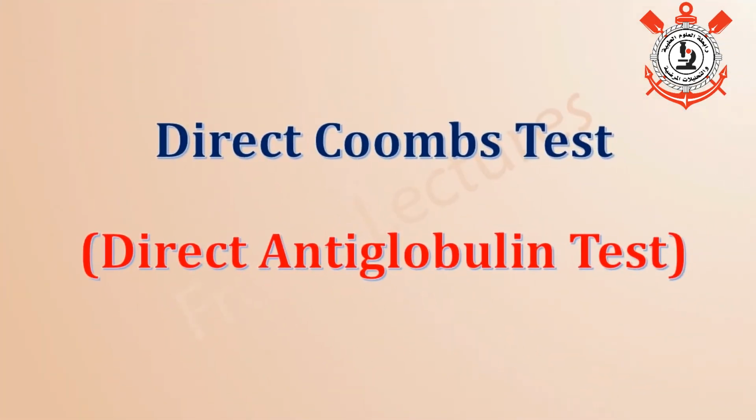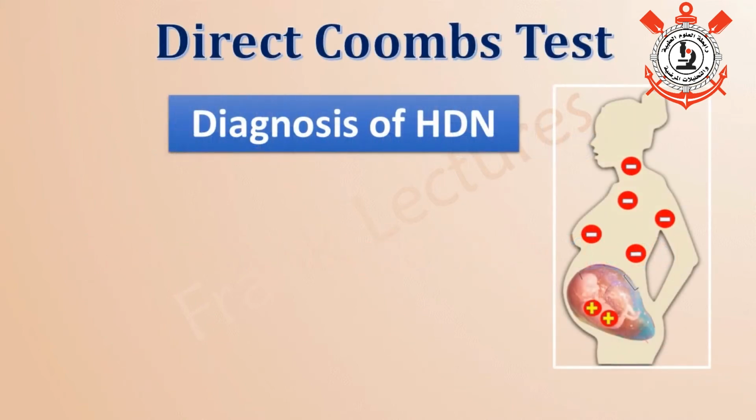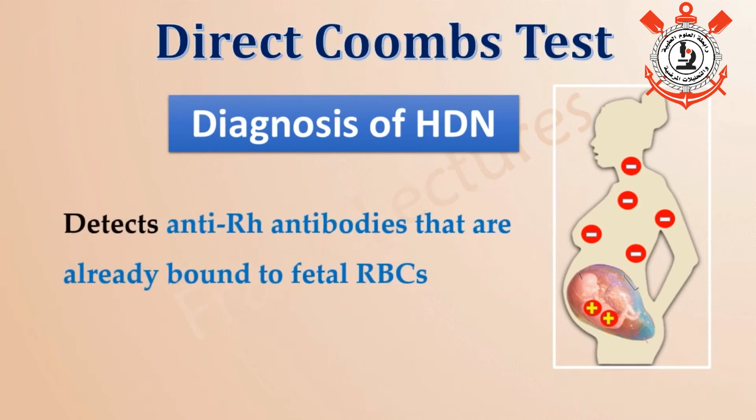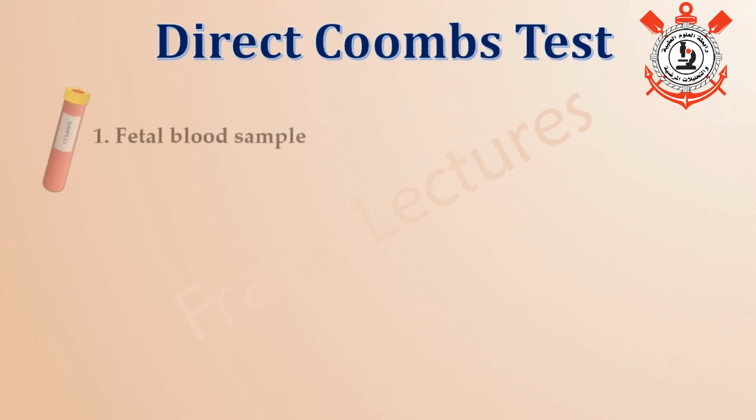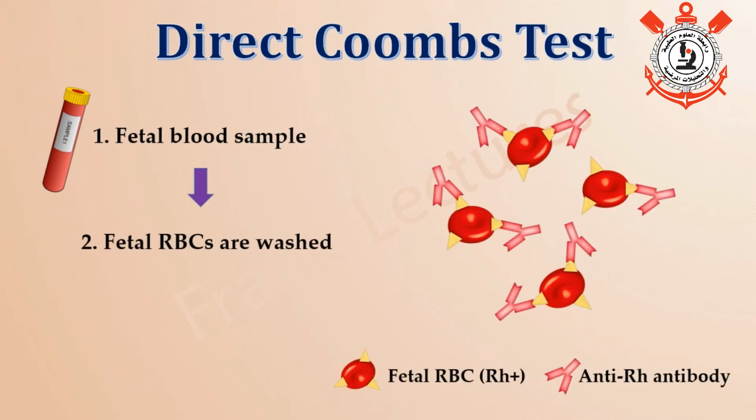Direct Coombs test or anti-globulin test. This test is used for diagnosis of hemolytic disease of the newborn. It detects the anti-Rh antibodies that have already bound to fetal RBCs. Blood sample is obtained from the fetus and fetal RBCs are washed. This is done to remove any unbound and non-specifically bound antibodies.